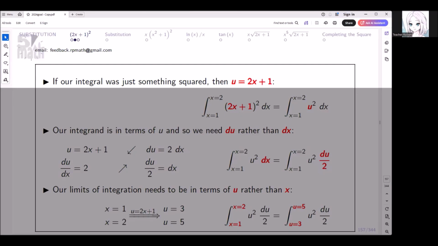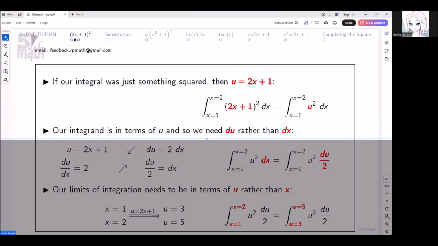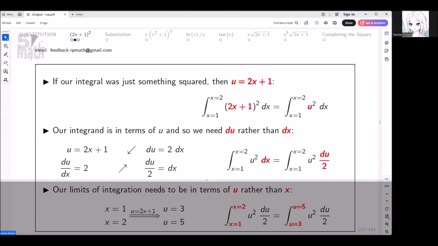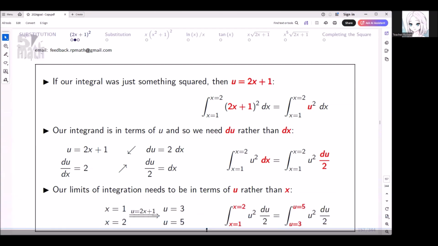If our integral was just something squared, then u equals 2x plus 1. And we get the following. Our integrand is in terms of u, and so we need du rather than dx. And we get the following. Our limits of integration need to be in terms of u rather than x. And we get the following.